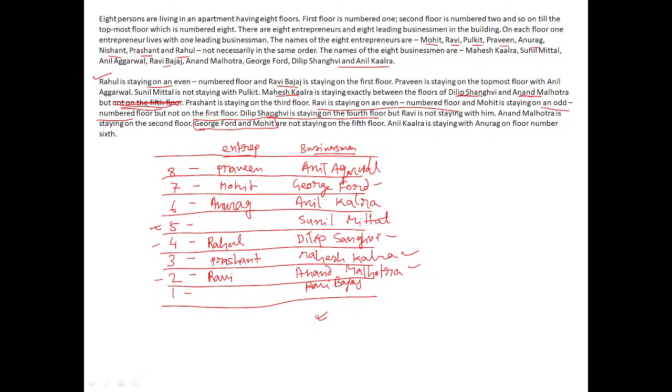Right? Now in the entrepreneurship part, the 1st and 5th positions are left. There may be some possibility, but we have recently encountered a specific statement that Sunil Mittal is not staying with Pulkit. So if Sunil Mittal is not staying with Pulkit, only two places are left here. So Pulkit should not be here. Pulkit should come here. If Pulkit comes here, only one name is left for entrepreneur. What is that? Mohit, Ravi, Pulkit, Praveen, Anurag, Nishant, Prashant and Rahul. I think Nishant is left here. Yes. So here is Nishant.